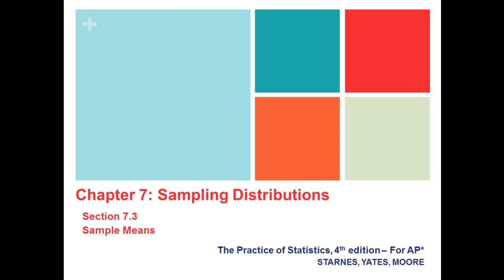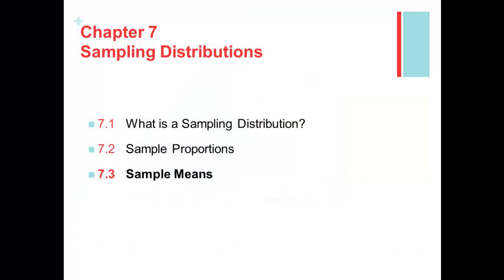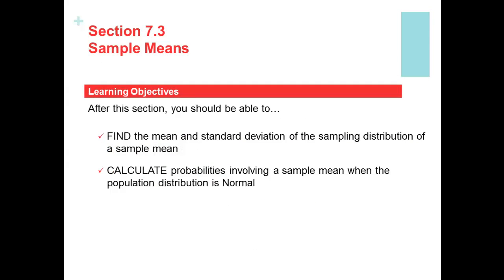Continuing Chapter 7 on sampling distribution, Section 7.3, Day 1, Sample Means. After this lesson, you should be able to find the mean and the standard deviation now of a sampling distribution of sample means and calculate probabilities involving a sample mean when the population distribution is normal to begin with.